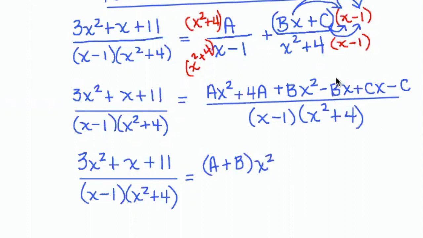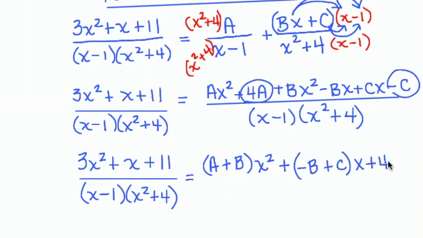I have two x terms. I have a negative b plus c on an x. So I'm going to be careful with my signs here. Negative b plus c on an x. And my constant term has two parts to it. I have a 4a take away c. So plus a 4a take away c.